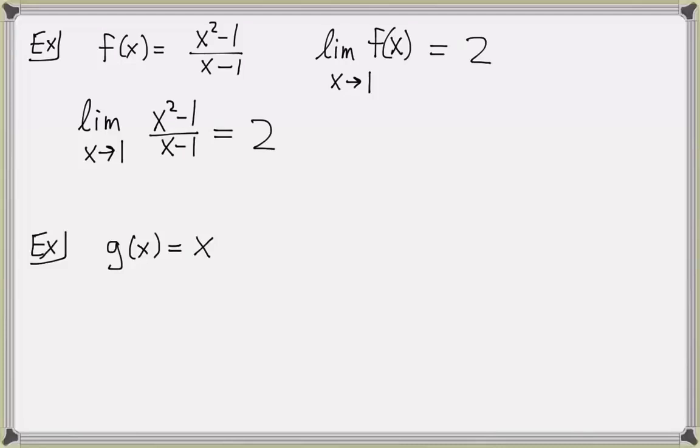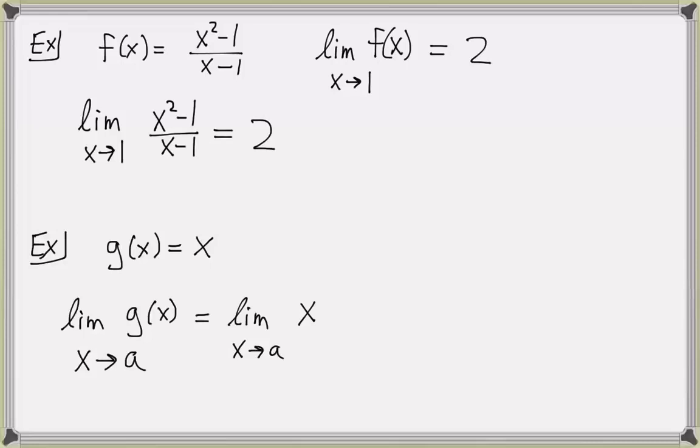Let's consider another function called the identity function. So let's define g of x equal to x. No matter what number you plug in for x, the function's value also equals x. So consider the limit of this function, g of x, as x approaches a. Well, the definition of g of x is just x.